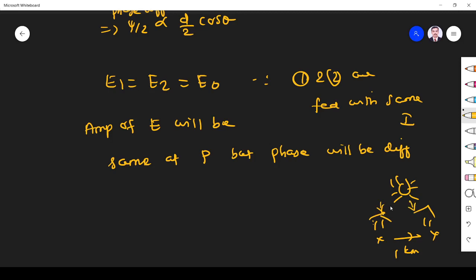Here it may come after some time. So the magnitude will be the same at the distant point. We feel that it is the same, more or less, right? But the phase will be different because of the path difference. That's the simple logic, so we can directly say it like that also. So E1 is equal to E2 is equal to E0.